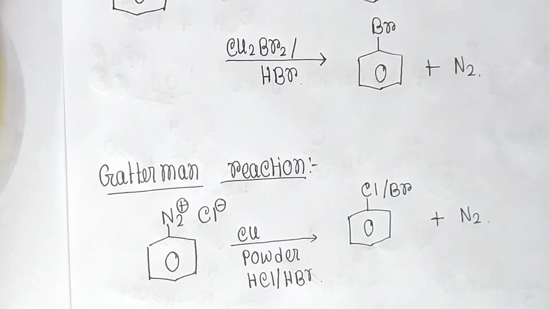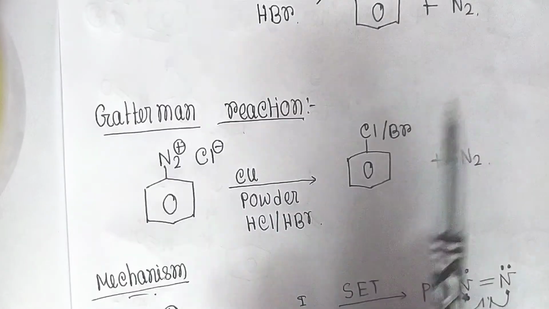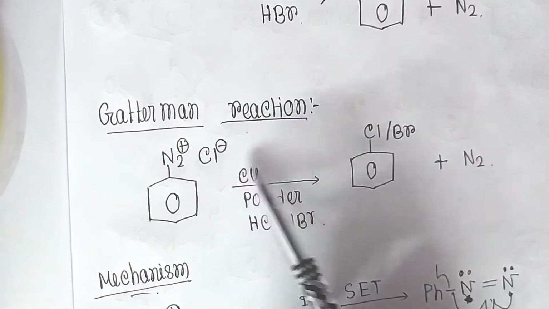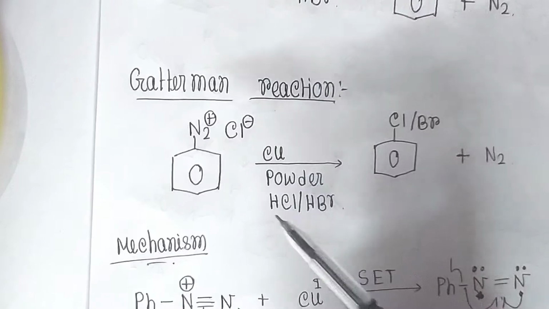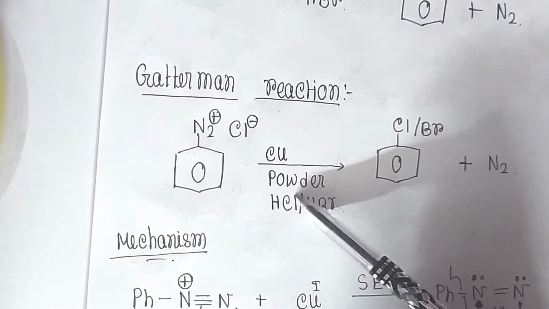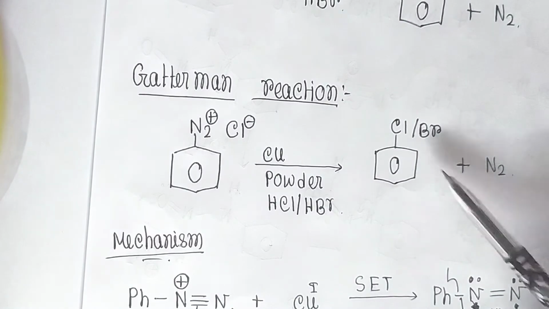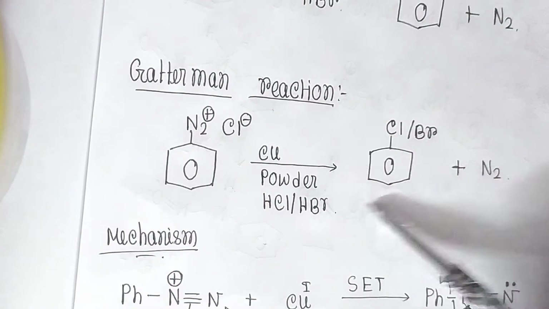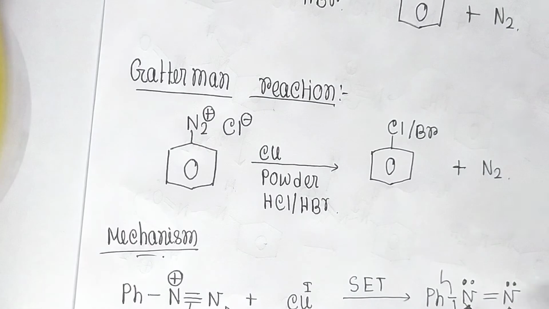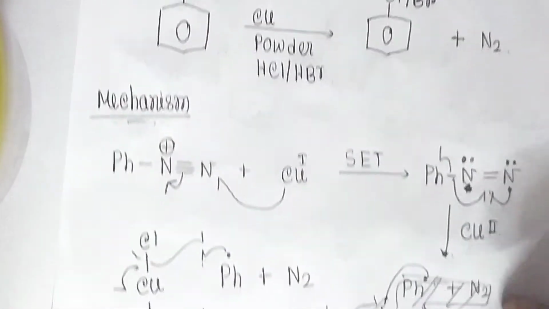This reaction was further modified by Gattermann, where you can see that instead of Cu2Cl2, he added copper powder and HCl to increase the yield of the reaction. So you can see that this is the product we get. So what is the mechanism in this reaction?